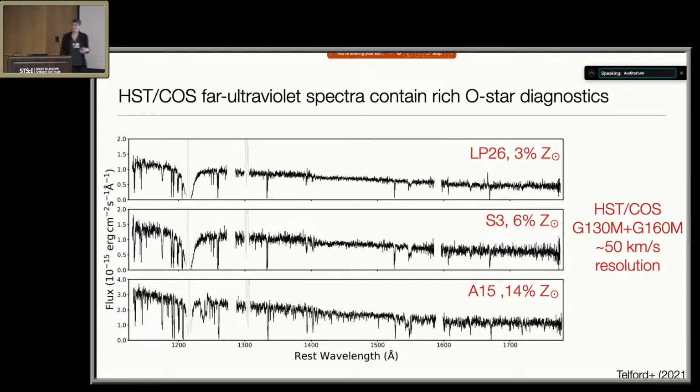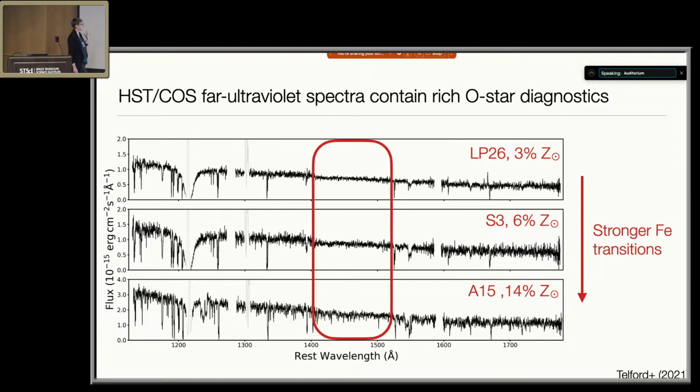And so a good example of these important but weak photospheric features is this forest of highly ionized iron transitions. So you can see in the most metal-rich of these 3 stars down here, that is not noise, that is actually iron 5 absorption that we are seeing. But in these lower metallicity galaxies, the continuum becomes quite featureless. And so we're getting empirical constraints on the iron abundances in these stars and also on the shape of the ionizing spectrum, because iron is the dominant opacity source in the extreme UV.